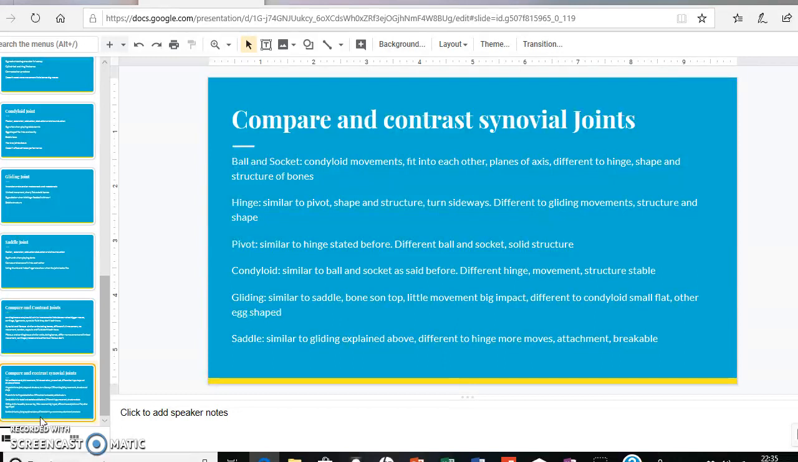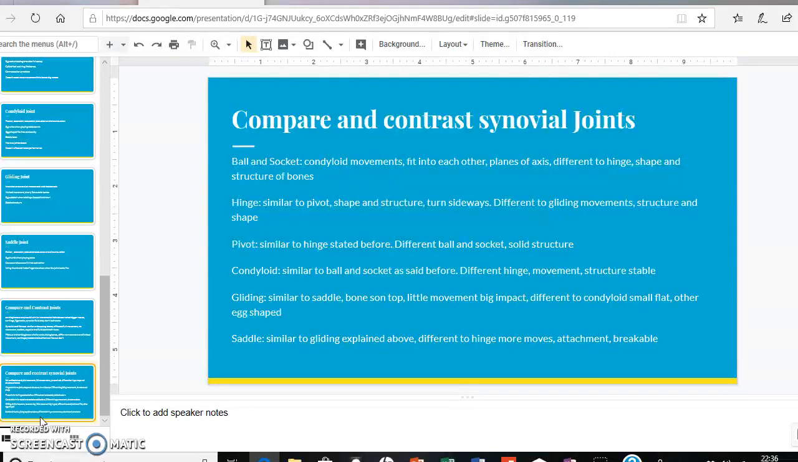The hinge joint is similar to the pivot joint, although they don't allow the same movement. The shape and structure is very similar because if you were to turn the pivot joint on its side, it would create a hinge-like joint. The hinge is a trough-shaped bone with a cylinder-shaped bone inside to create forward and backwards moves, and the pivot is a cylinder-shaped bone inside a ring-shaped bone. Therefore, the shape and structure is very similar, even if their functions are different.